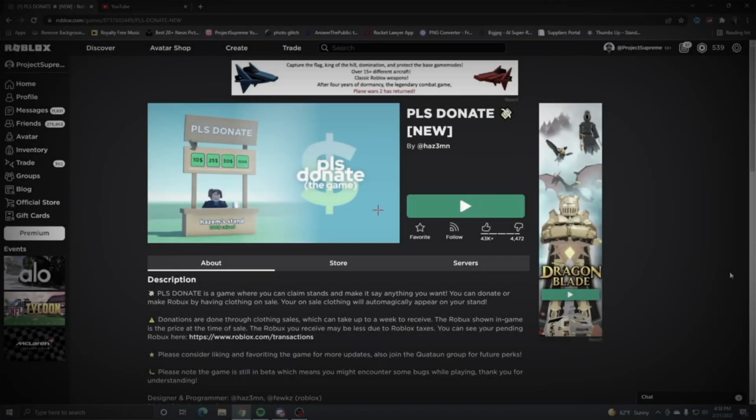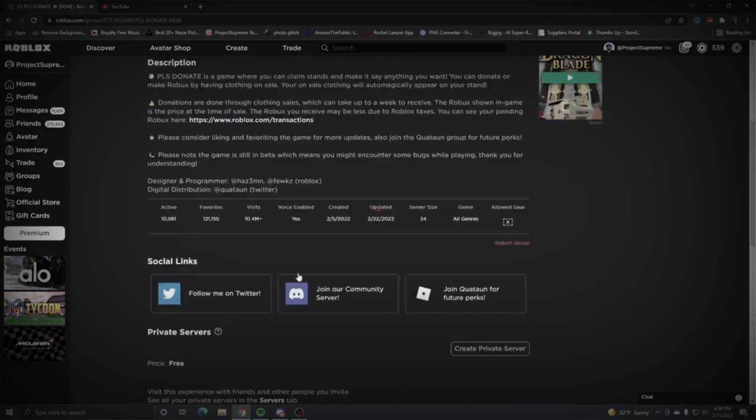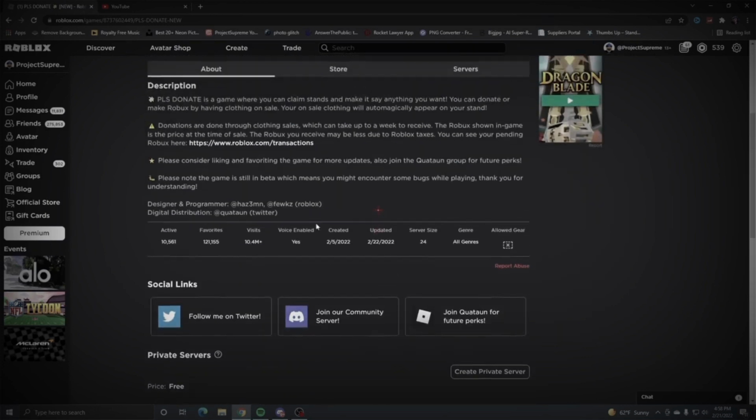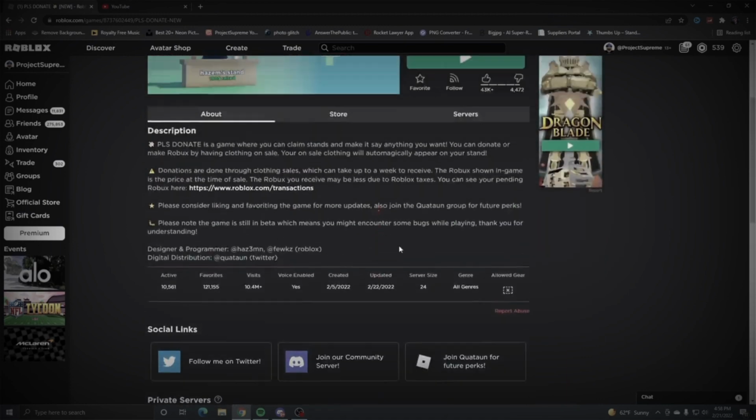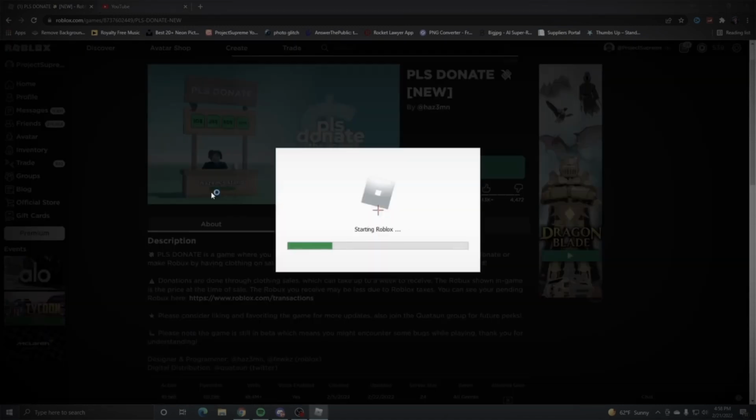Well, there's this game right here, as you guys can see. It's called Please Donate. Now, I'm not gonna lie, when I first saw it, I thought it was one of those games that you remember from last year, where people were doing AFK until 100K Robux or something. Like, I even did it. But I saw that it had 10,000 people, so I'm like, what in the world? Why does it have so many people in it? So I ended up joining it, right?